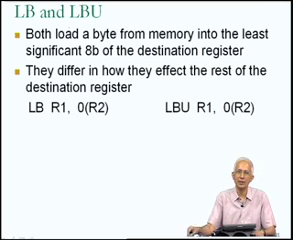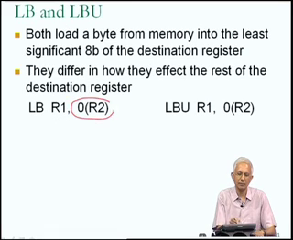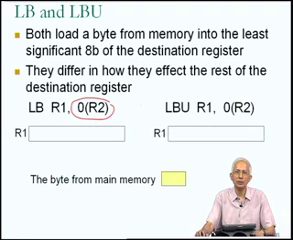Let's look at two examples. On the left I have load byte R1, 0, R2. So this is some memory address and base displacement. And on the right there's load byte unsigned R1, 0, R2. So in both cases the destination register is R1. And let's just suppose that the byte which is going to be copied from memory is the byte shown in yellow down here.